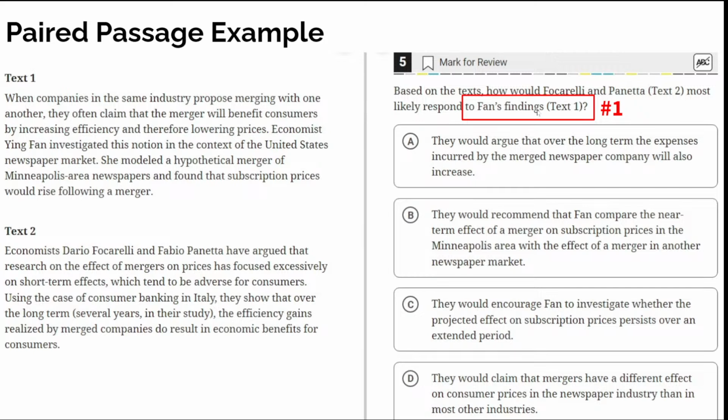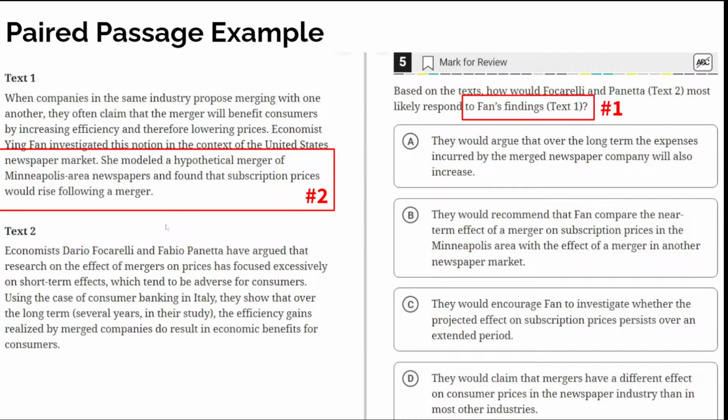So me personally, I would recommend that you start with the concept that is the most complex, which will be the research or the findings or the claims or the hypothesis. How these people would respond is actually a little bit simpler to figure out. I'm going to show you what I mean, okay? If I go here, I'm going to look for the word findings, right? And I see the word found over here. So I know because it says found that's where the findings are in text 1.